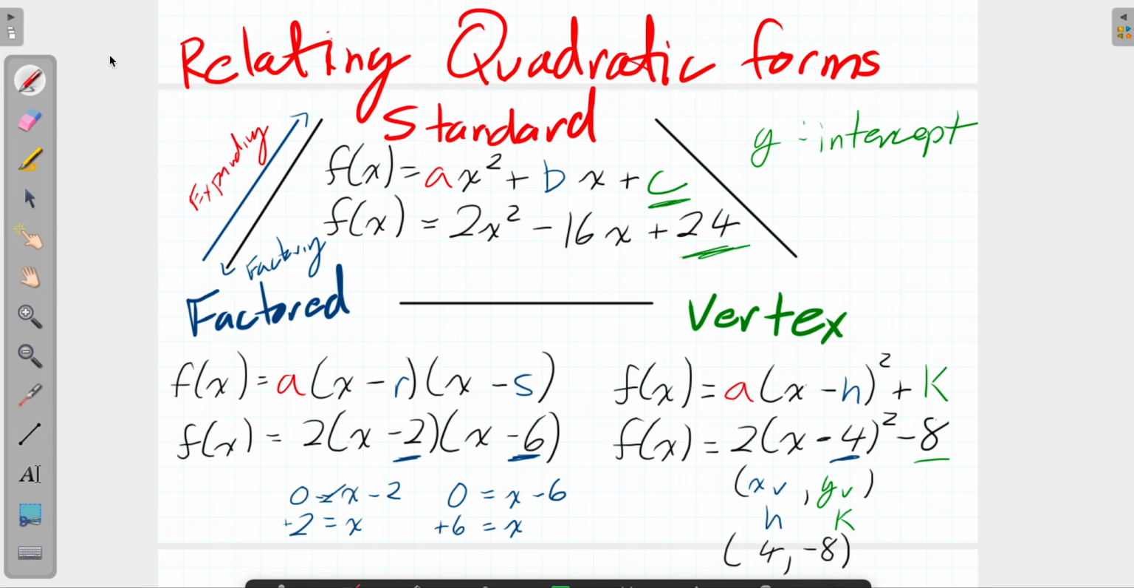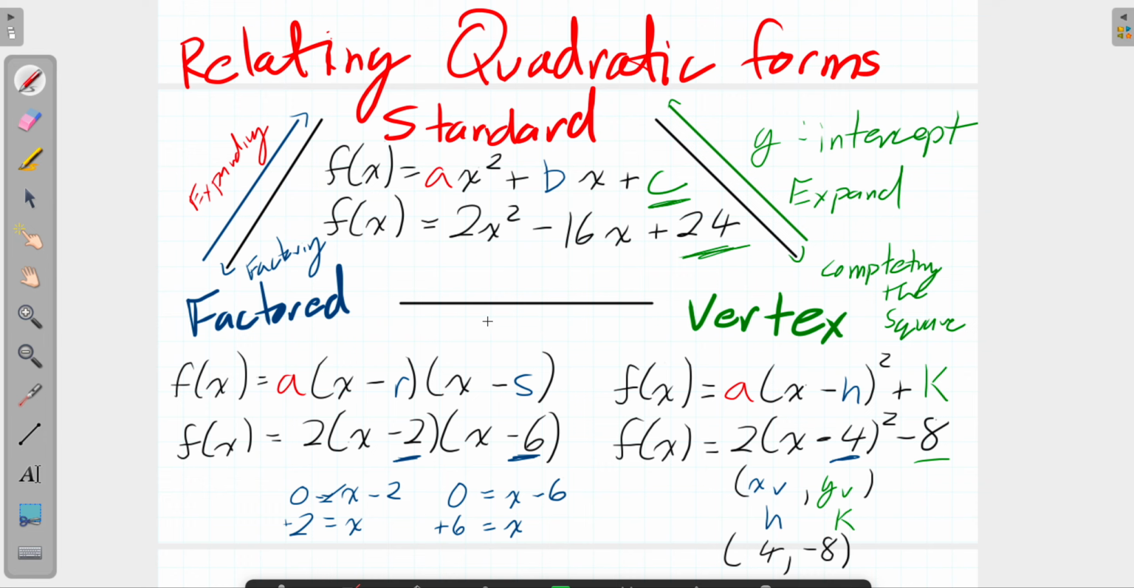From standard to vertex, there's a couple ways to do it. The common way it's taught is called completing the square, which is probably what you'll get into. But there are a couple formulas you could use, just like there's actually a quadratic formula you could use to take standard to factored. I didn't actually talk about that, but that is another way. Completing the square is a common way to do it. If you're going to go back from vertex to standard, you actually use the same process from factored to standard. It's the same as vertex to standard. You expand and simplify again. Okay, so always going back to standard from these two, we're always expanding.